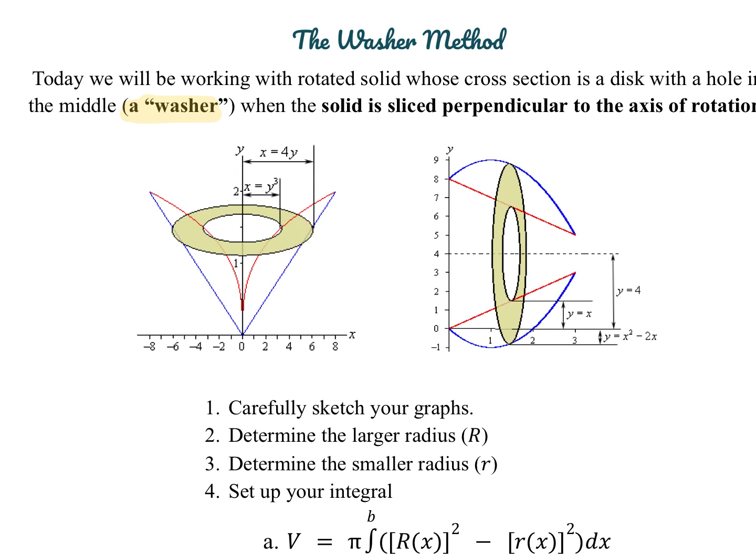And if the washers are horizontal, I need to stack them vertically to account for the entire volume. And if I'm stacking vertically, I'm integrating with respect to y. So all of my equations also need to be with respect to y. So you can see it says x equals y cubed, x equals 4y.